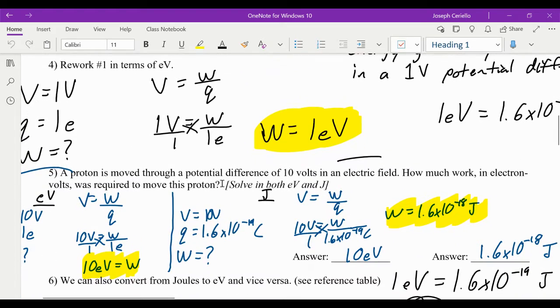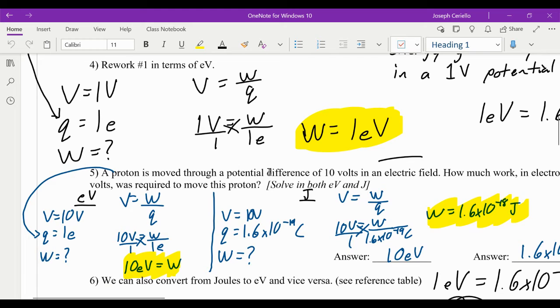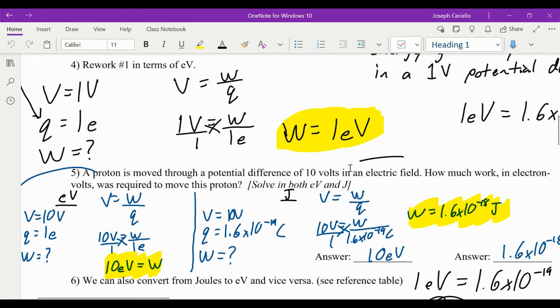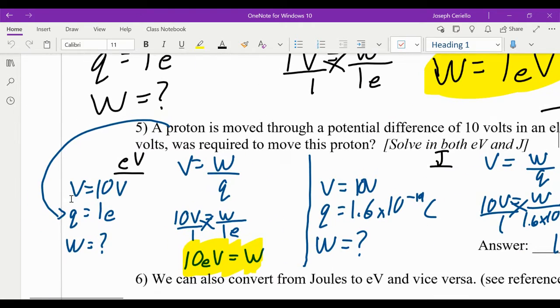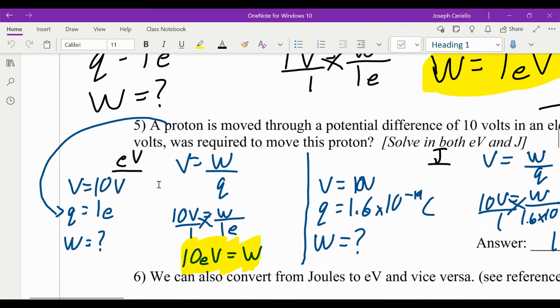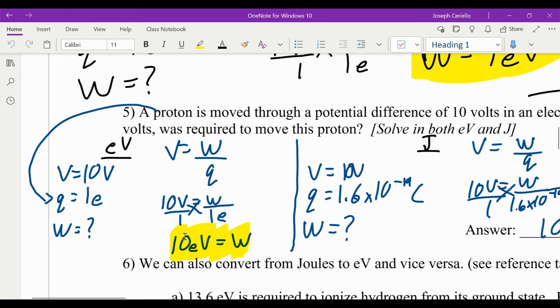So let's look at this question, we'll do it both ways. So we have a proton, and it's in a potential difference of 10 volts. How much work in electron volts was required to move this proton? So in electron volts, really easy. Voltage is 10 volts. Q is 1 e, meaning 1 elementary charge. Find W. Plug it in, cross multiply. V equals W over Q. You get 10 electron volts is equal to the work.